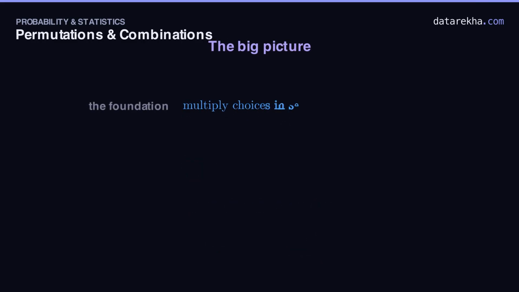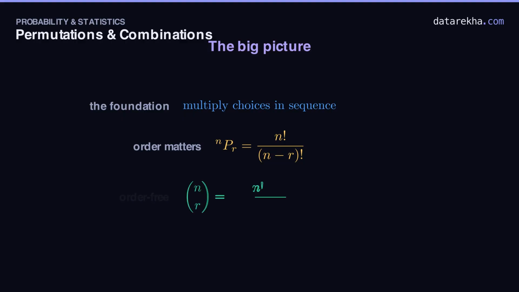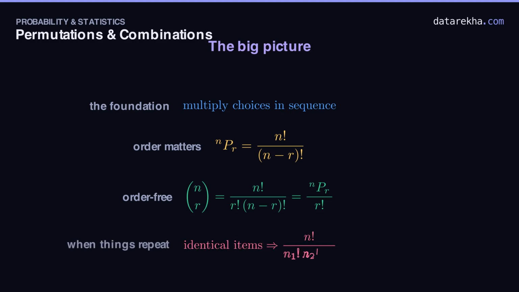Let's lock it all in. Everything begins with the multiplication rule. Choices in sequence multiply. When order matters, you want permutations. nPr is n factorial over n minus r factorial. When order doesn't, you want combinations. n choose r divides that by r factorial to erase the ordering. And when objects repeat, divide n factorial by the factorial of each repetition count.